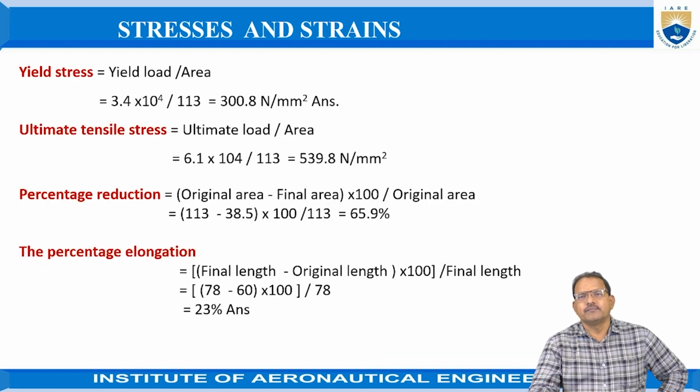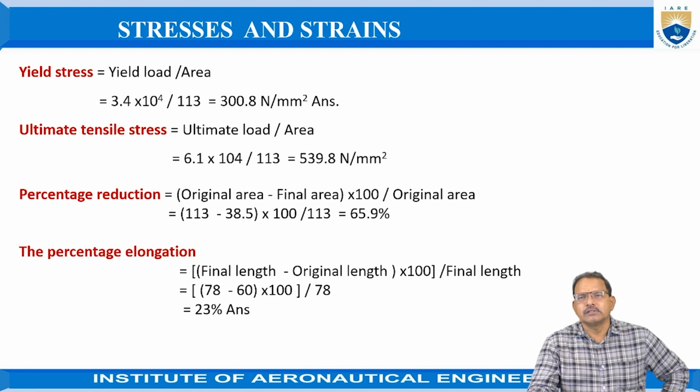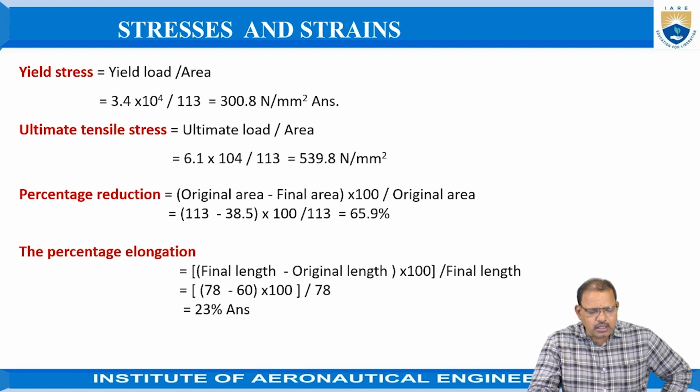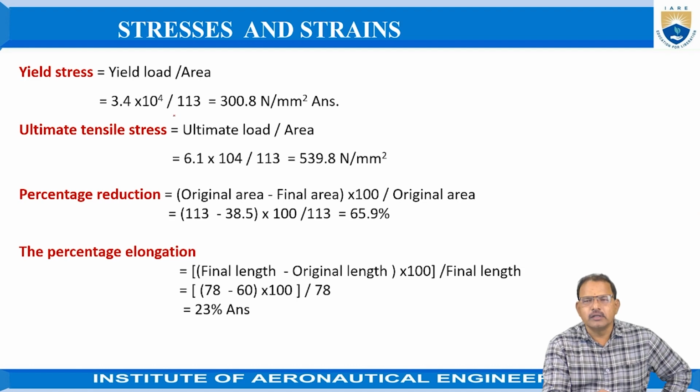The yield stress. Here stress is defined as the ratio of applied load to the area of the cross section. Yield stress is equal to yield load divided by the area. For the area we have to take only the original area of the specimen. Hence it is equal to 3.4 into 10 to the power of 4, that is the yield load, divided by the original area 113 mm square, which is equal to 300.8 Newton per mm square.